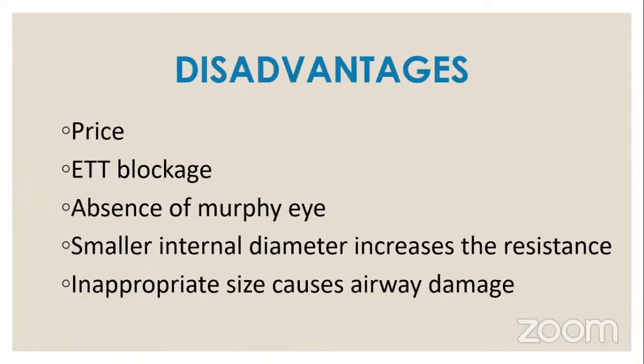Disadvantages include the price of a microcuff tube is 3 or 4 times higher than a traditional cuff tube, and since there is no alternative way of ventilation if endotracheal tube blockage occurs. Smaller internal diameter increases the resistance, and an inappropriate size causes airway damage.